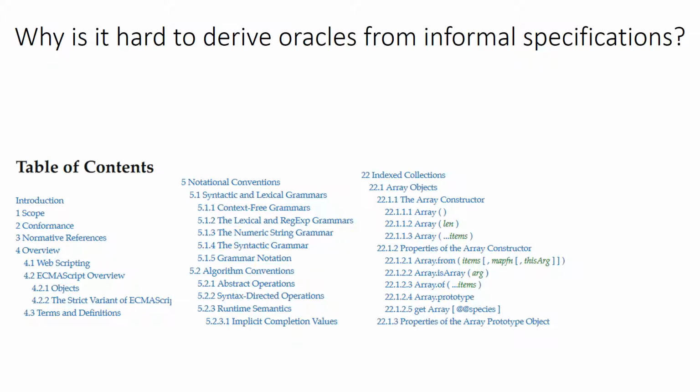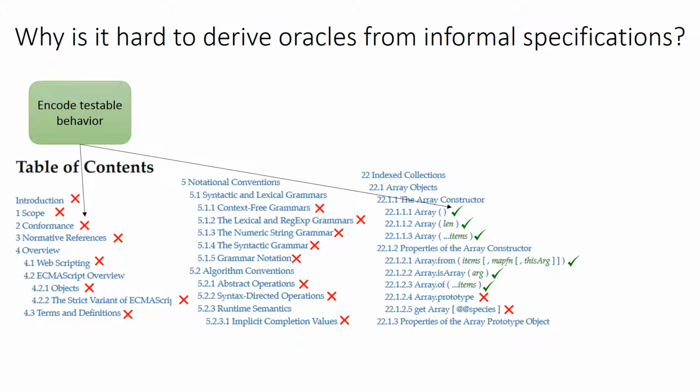Now let me tell you why it is hard to derive oracles from informal specifications, or in general why the test oracle problem is hard. The slide shows you the table of contents of the official JavaScript specification which we use to evaluate Swami's approach. And as you can see, there are a lot of sections for which it doesn't make sense to generate tests. For example, scope, conformance, normative references, and so on and so forth. So the first challenge to address the test oracle problem is to identify the specifications that encode testable behavior.